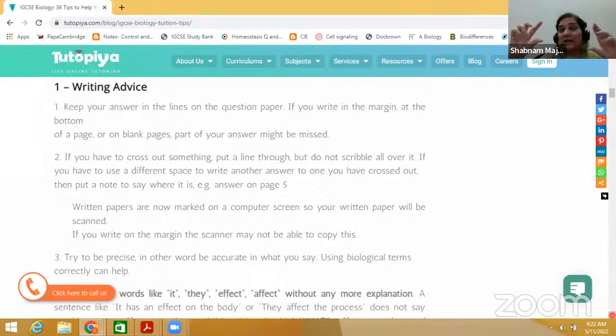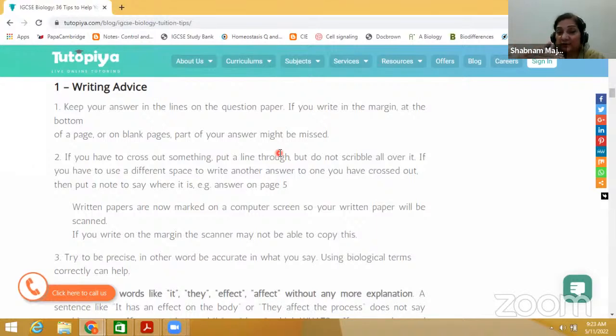You need to keep your answer within the lines on the question paper. Do not write extra underneath the lines, because these lines are meant for, suppose, a 1 mark question, 2 lines, whatever, depending on the command term. Do not write anything extra. Please don't use the margin at the bottom, because that is where the examiners write their tips and all that. And if you write something wrong and need to cross it out, just put a line across it. Do not scribble all over it, because then you will not have enough space to rewrite your answer.